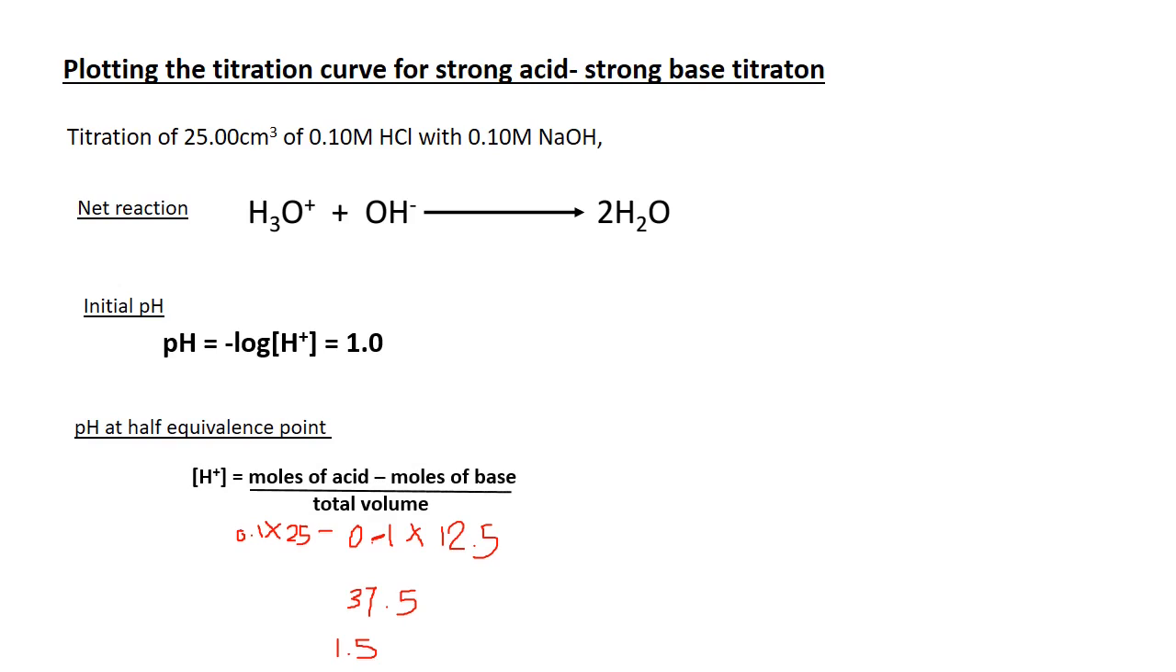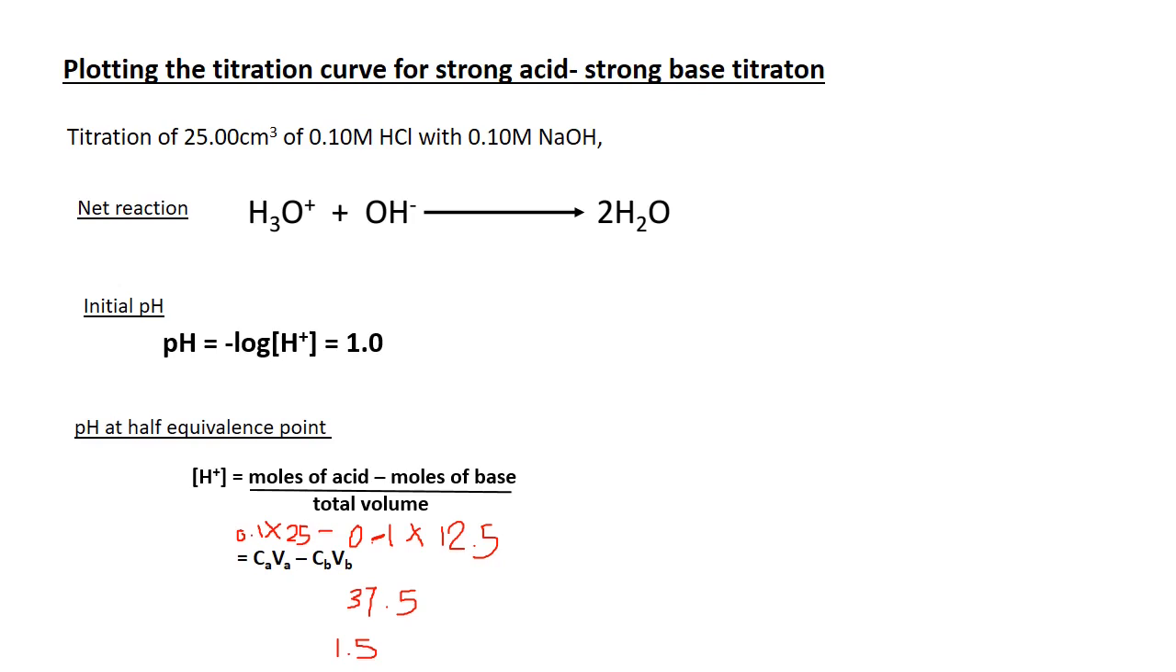Here, moles of acid minus moles of base. So we have to subtract moles of base from moles of acid. Then we should divide it by the total volume. By using this, we can calculate the pH value at half equivalence point.